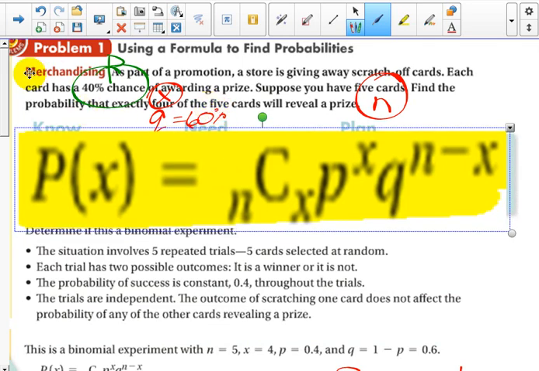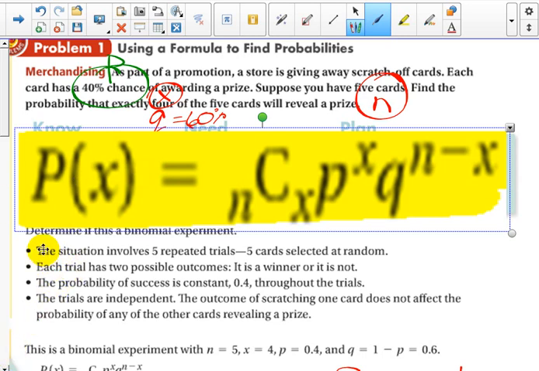So problem 1 says, using a formula to find probabilities. As part of a promotion, a store is giving away scratch-off cards. Each card has a 40% chance of awarding a prize. Suppose you have 5 cards. Find the probability that exactly 4 of the 5 cards will reveal a prize. So what are our chances that 4 of the 5 cards will have a prize? So let's learn how to create our variables here.